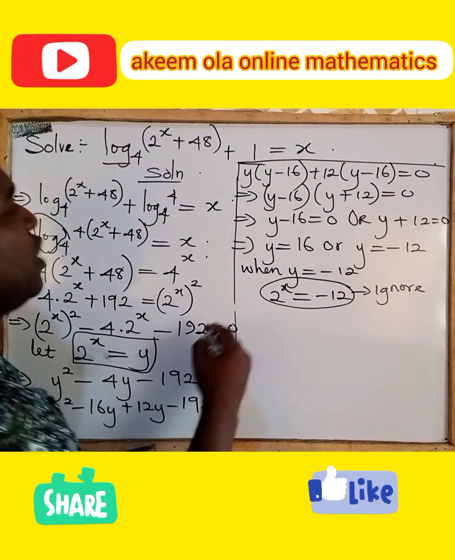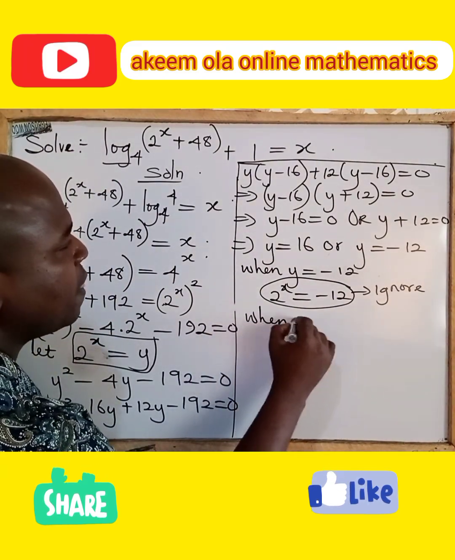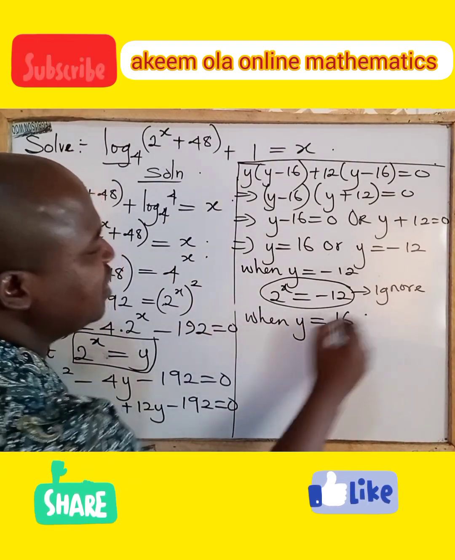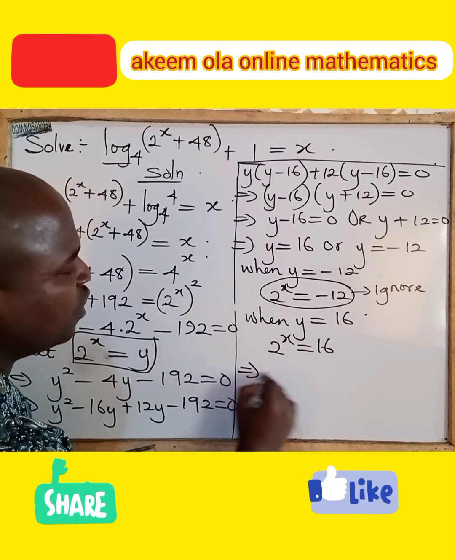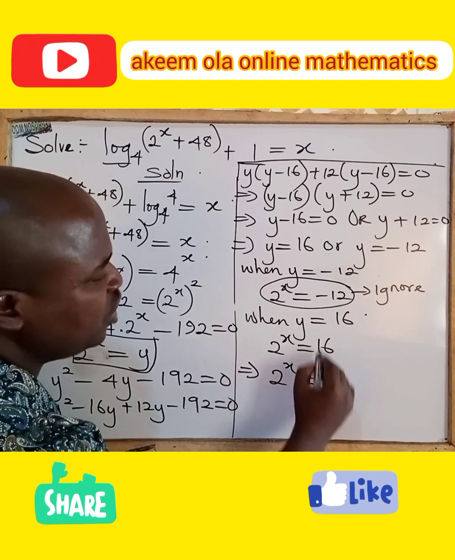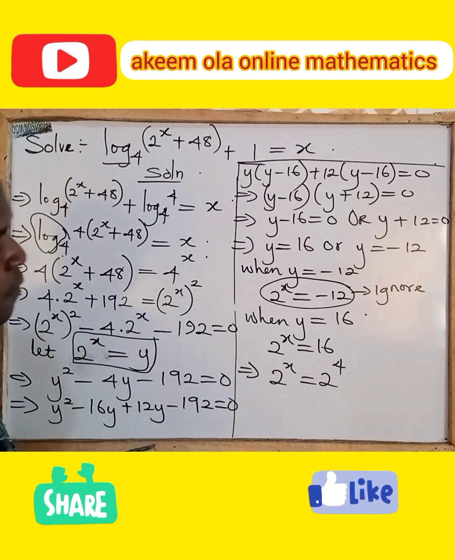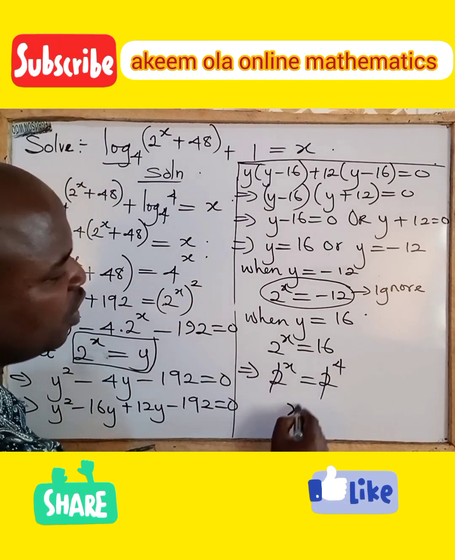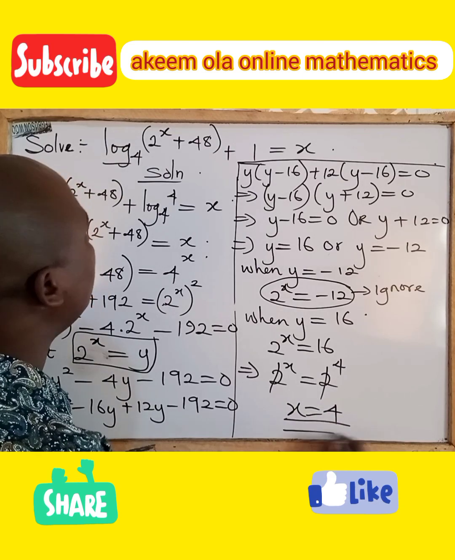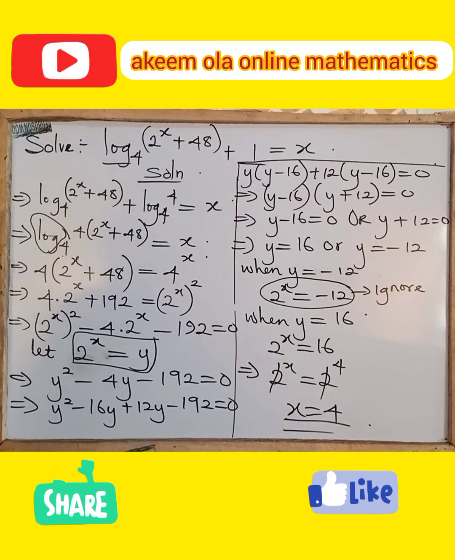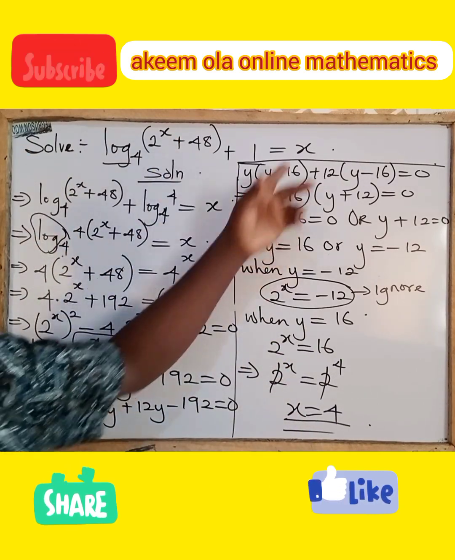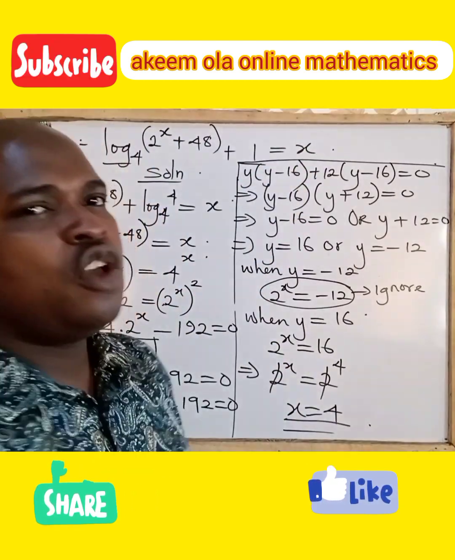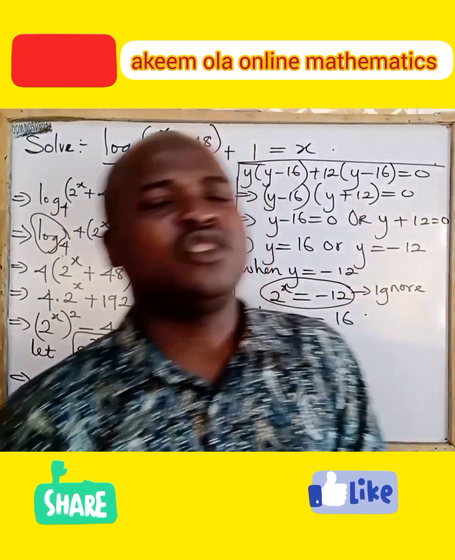When y is equal to 16, we have 2 raised to power x is equal to 16. That will give us 2 raised to power x is equal to 2 raised to power 4. The 2s will cancel, so our x will now be equal to 4. I am very sure that if you substitute the value of x into this equation, you are going to get this answer back. We are going to stop here for now, and we'll take it up from here next time.